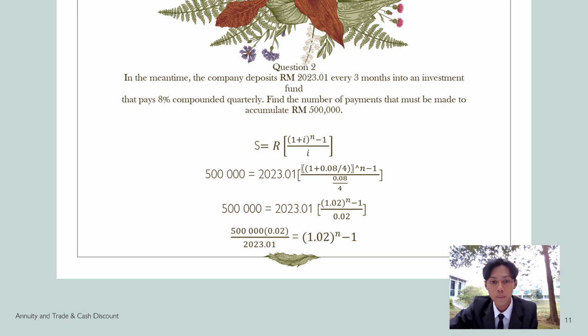So okay, and this is how we do the equation. So 500,000 we divide it by 2023.01, and then we're going to take this 1.02, which is basically already plus 1, and we're going to put it over here.